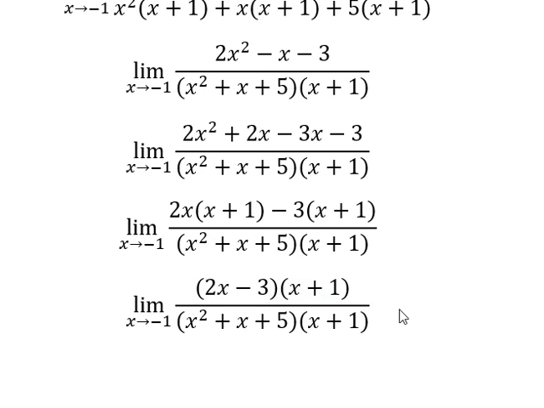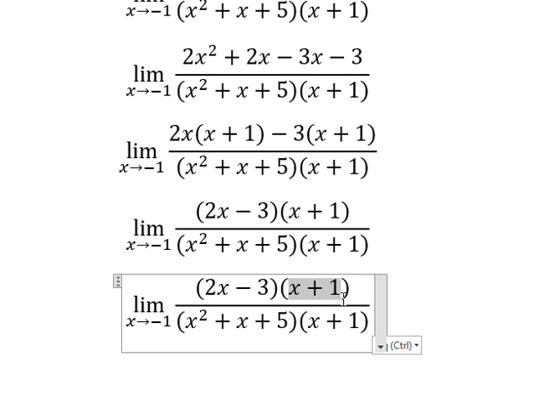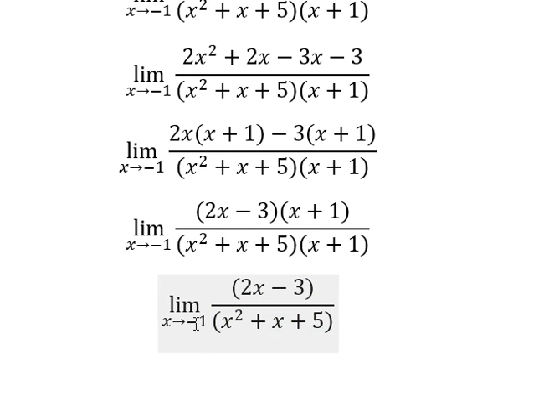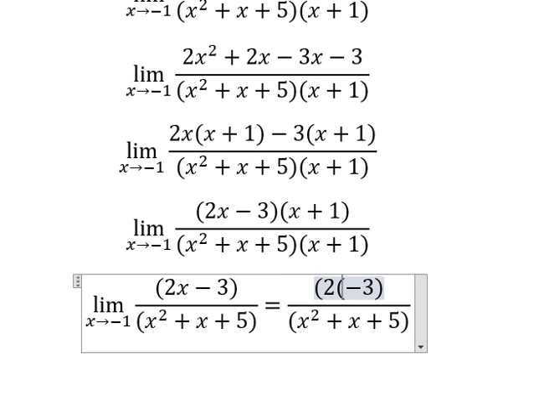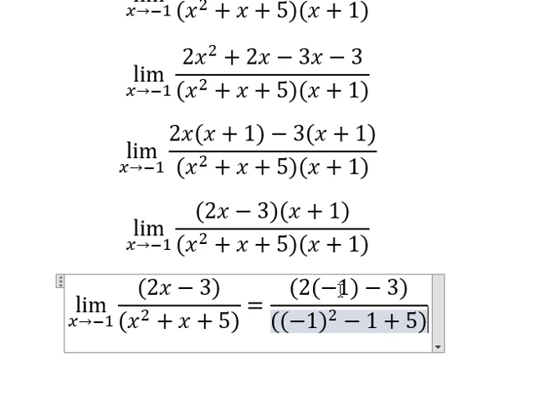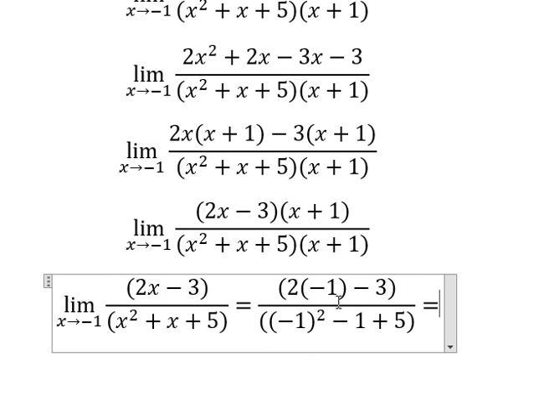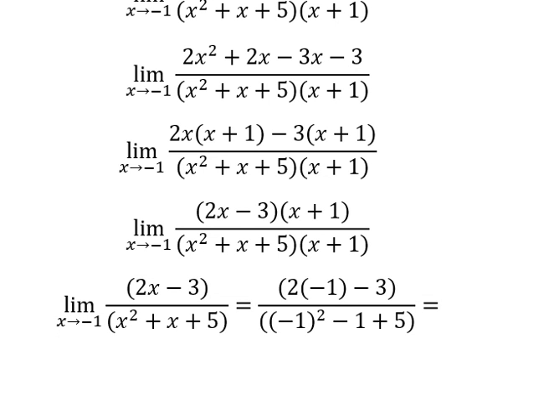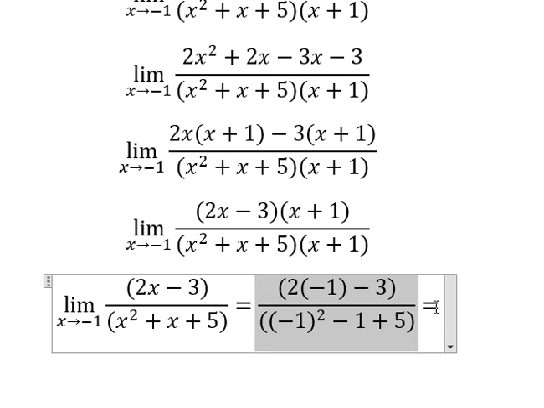Next, we simplify x plus 1 on numerator and denominator. Next, I will put negative number 1 going here, here, and here. So we have the final answer. And now we got the final answer in here. That is negative number 1.